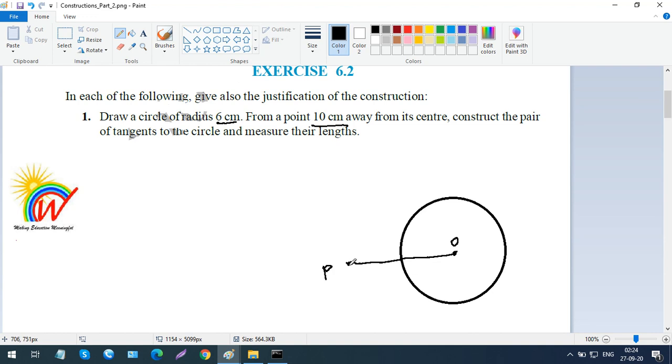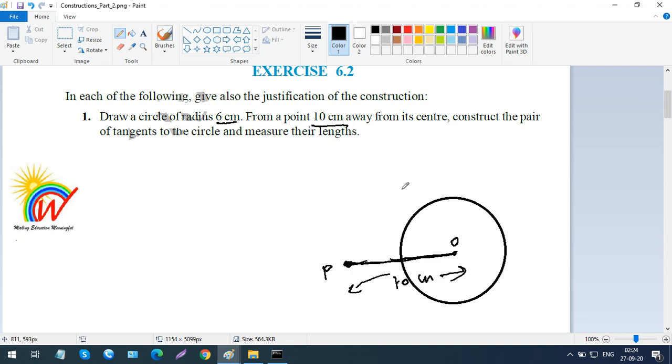So from this point I'm supposed to draw a tangent. So how do I do this? First I will just join the PO. Now draw a perpendicular bisector, bisect this line. You know what a bisection is, right? You are just going to divide this. This whole thing is 10, right? So the 10 centimeter has to be divided into 2 equal parts. So you bisect it.